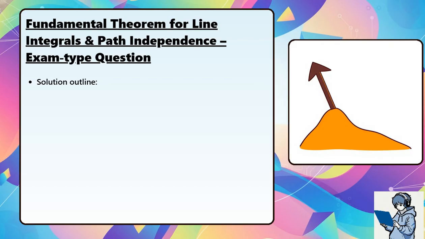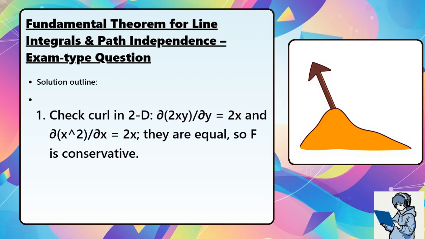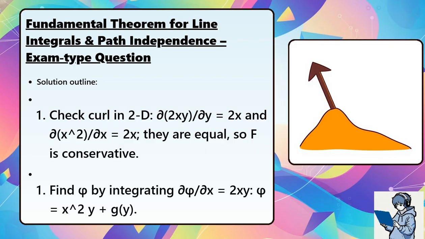Solution outline. Step 1. Check the curl in 2 dimensions. The partial derivative of 2xy with respect to y is 2x, and the partial derivative of x squared with respect to x is also 2x. They are equal, so F is conservative. Step 2. Find phi by integrating the partial derivative of phi with respect to x, which equals 2xy. Integrating gives phi equals x squared y plus g of y.